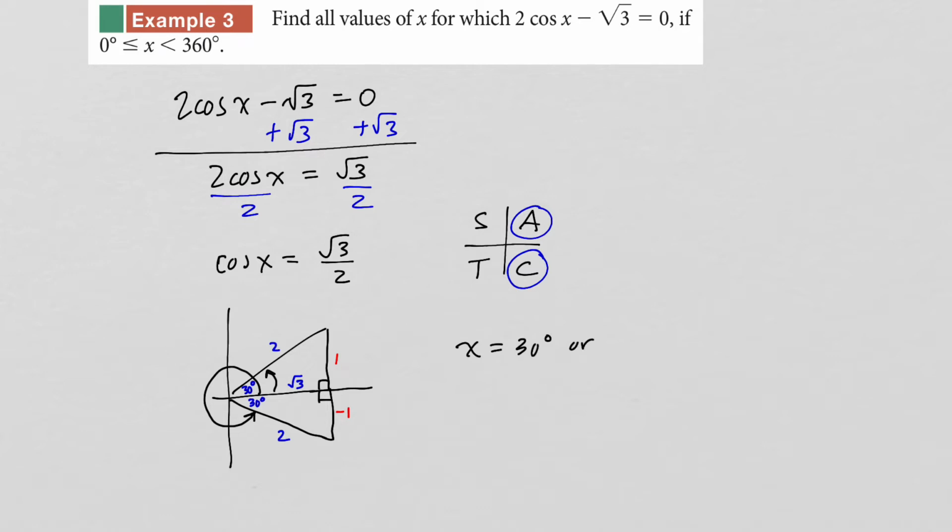The other possible solution is this angle over here. So the way we can compute this angle is that if we go all the way around to here, that is 360 degrees. And then if we subtract 30 from that, we will be at 330 degrees. So our 2 solutions here are 30 degrees or 330 degrees. And that's all we need to do because that's all they asked for in this problem.